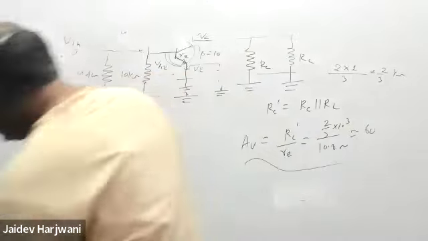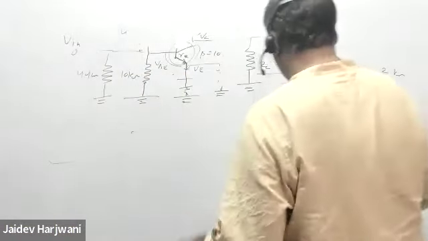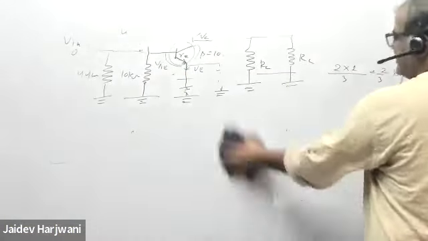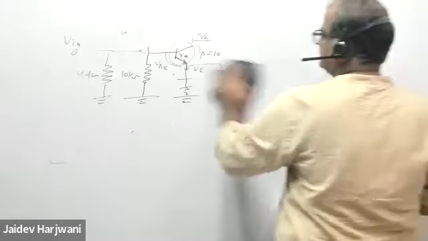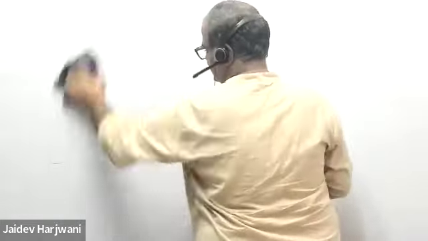Sir, how is the power gain calculated? It's the output power by input power. Voltage gain into current gain. Power gain is equal to voltage gain into current gain.